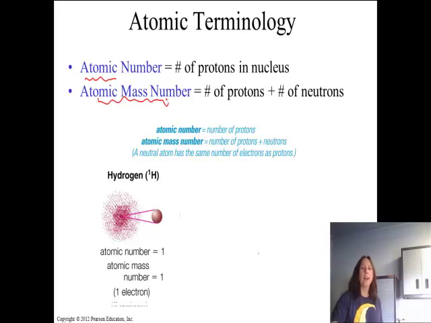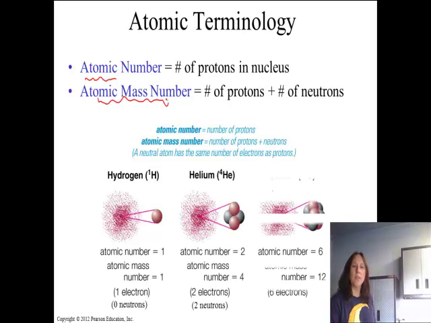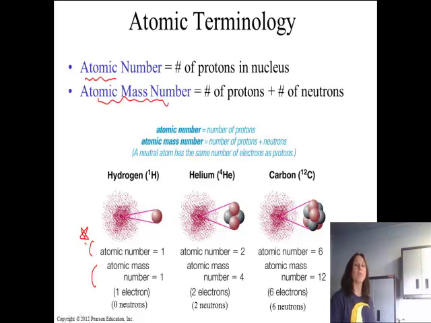We have hydrogen, helium, and carbon. Just pointing out a few things I may have already mentioned, with regard to their atomic number, this is the number of protons. Hydrogen has 1 proton, helium has 2 protons, and carbon has 6 protons. That's its atomic number.